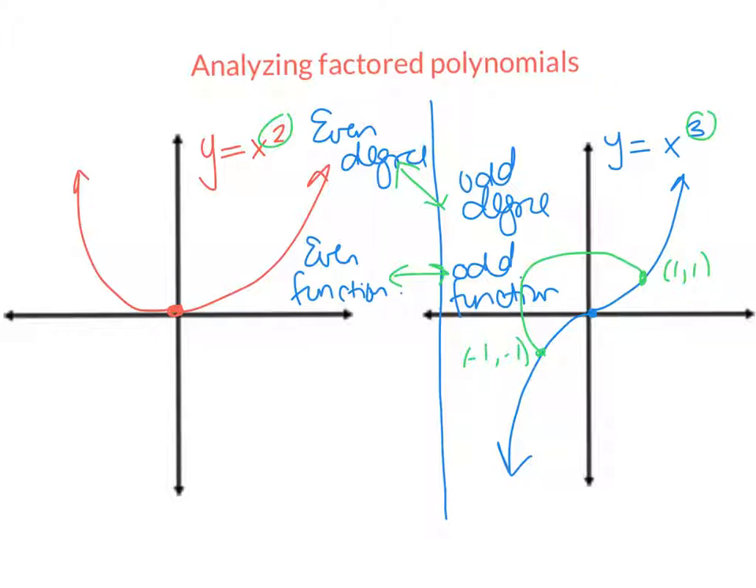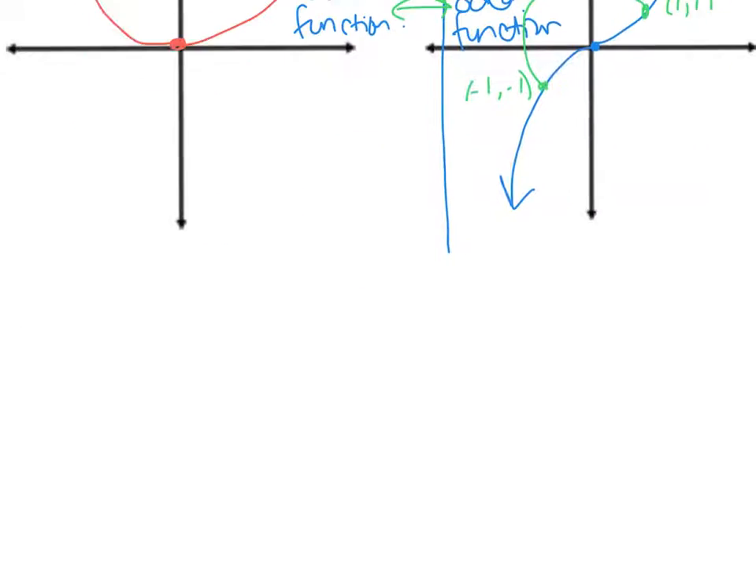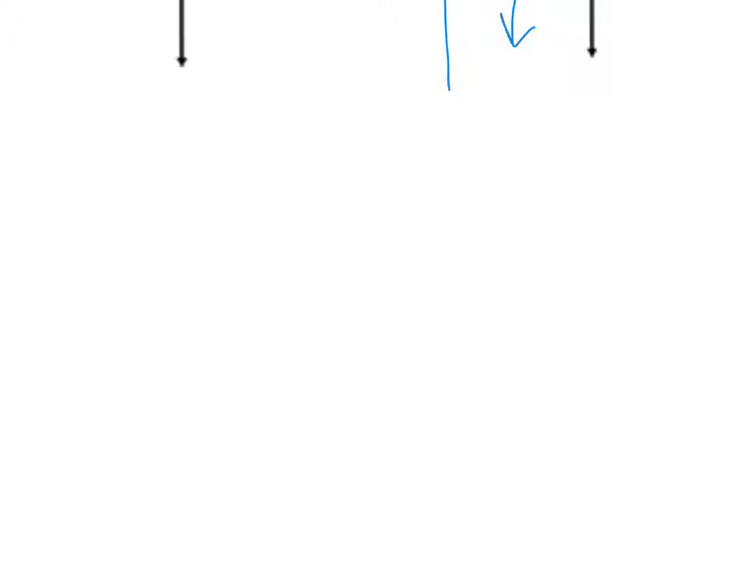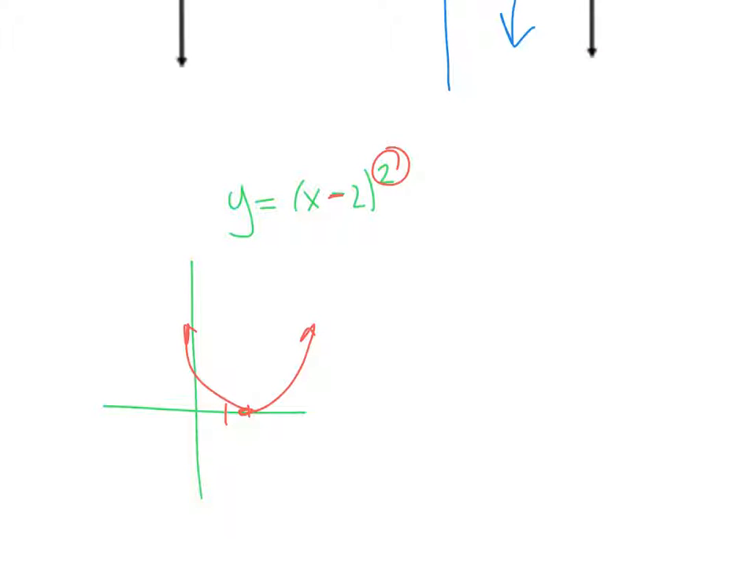Okay, now I do want to talk about one thing. What if I changed these polynomials? What if I made it y equals x minus 2 squared? What that will do to x squared is it will move x squared to the right 2 units because it's negative on the inside. Now, even though the degree is even, it is not an even function because there is no symmetry over the y-axis, meaning I can't fold it over like a book.